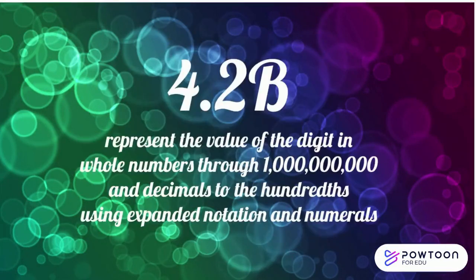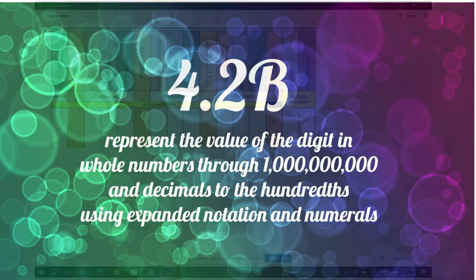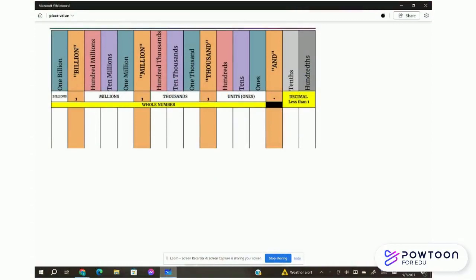And today we are going to look at 4.2b in the Math TEKS. Represent the value of the digit in whole numbers through 1 billion and decimals to the hundredths using expanded notation and numerals. All right, so let's get started by looking at some numbers.